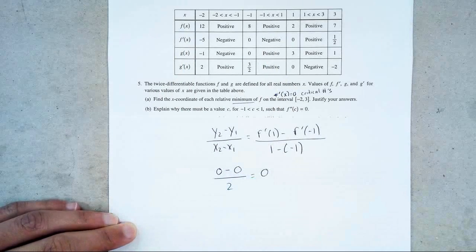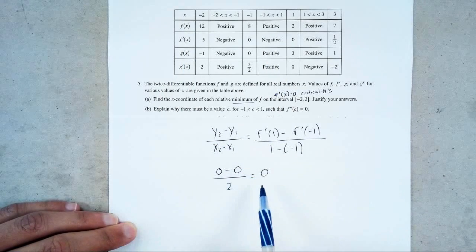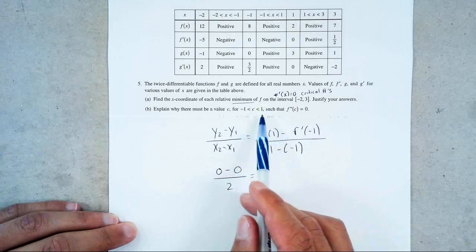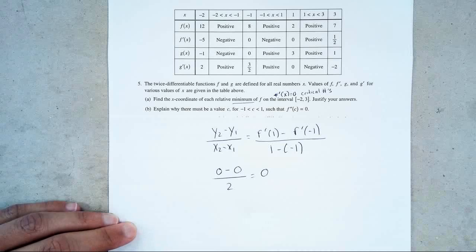Therefore, because your slope from negative 1 to 1 equals 0, there's a value from negative 1 to 1 where you're going to get a c such that it equals 0. And then you just have to explain that.